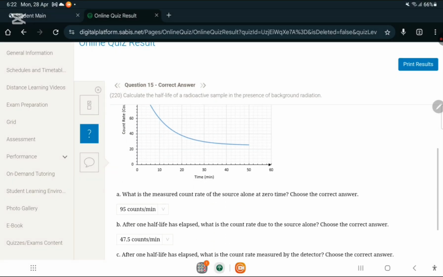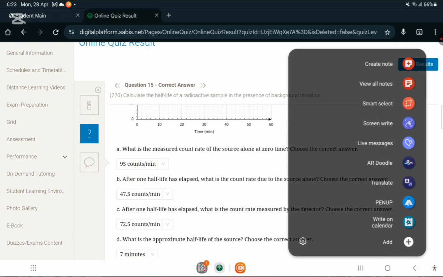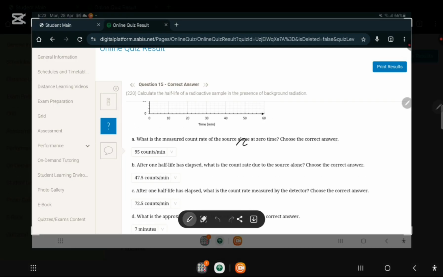Okay, after one half-life has elapsed, what's the count rate due to the source alone? Okay, source alone, so you do 95 divided by 2 for one half-life. Put this into your calculator, 95 divided by 2, you get 47.5. Let me write it here, which is the answer given here.